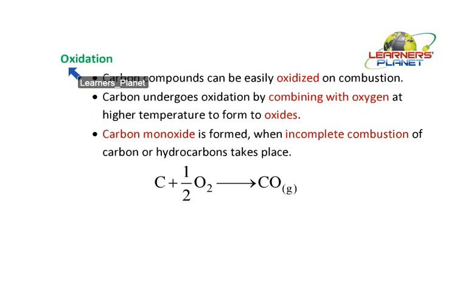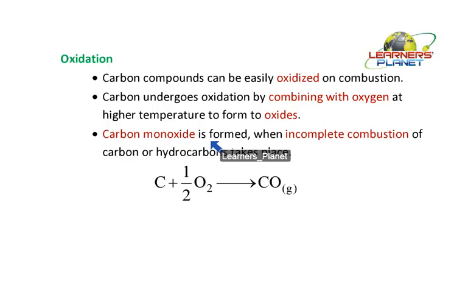Now let's start first with the oxidation reaction. So what is oxidation? Oxidation is the addition of oxygen. So carbon compounds can be easily oxidized on combustion. I told you what combustion is: burning of a substance in air is combustion. Now these carbon compounds get oxidized. Carbon undergoes oxidation by combining with oxygen at higher temperatures to form oxides.